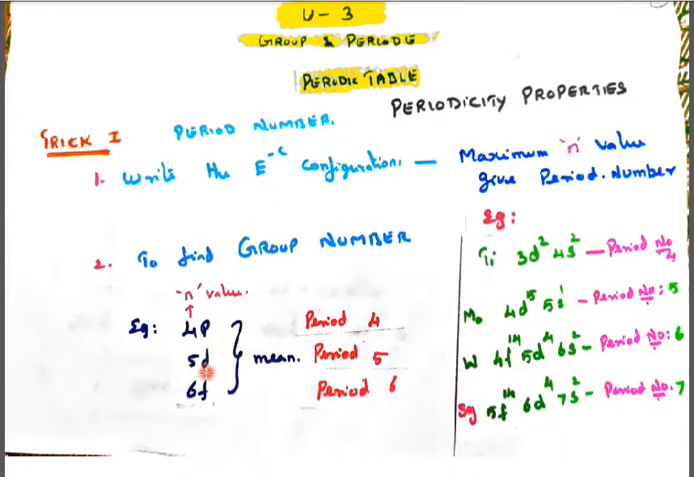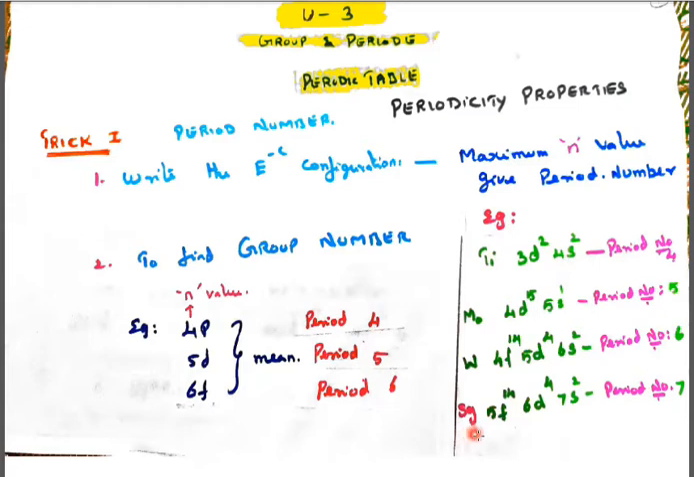For example, 4p, 5d, 6f: principal quantum number 4 shows the fourth period, principal quantum number 5 shows the fifth period, and principal quantum number 6 shows the sixth period. Let us see examples. Titanium 3d2 4s2: the period number is 4 because the maximum n value is 4. Molybdenum 4d5 5s1: the period number is 5 because the maximum n value is 5. Tungsten 4f14 5d4 6s2: the maximum n value is 6, so the period number is 6.